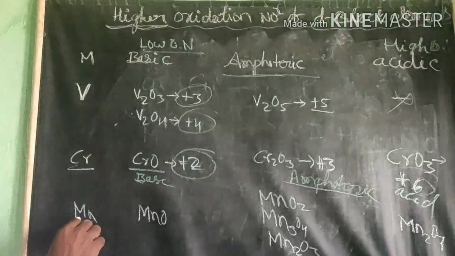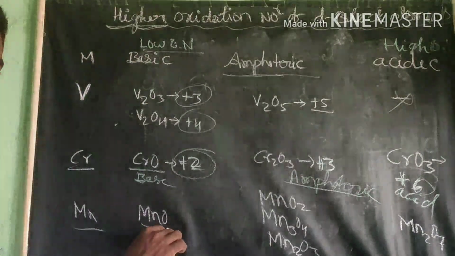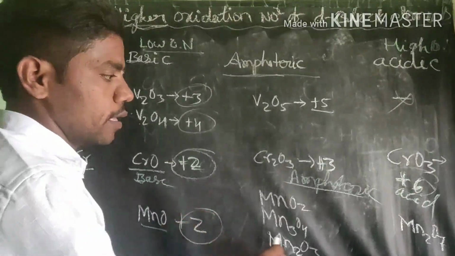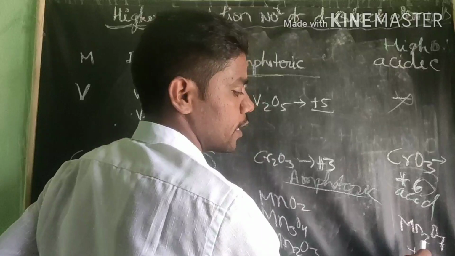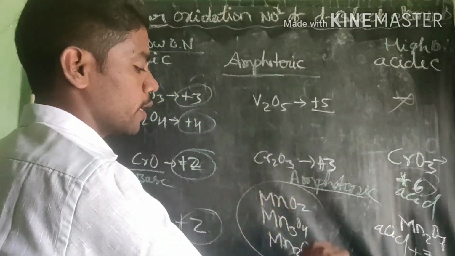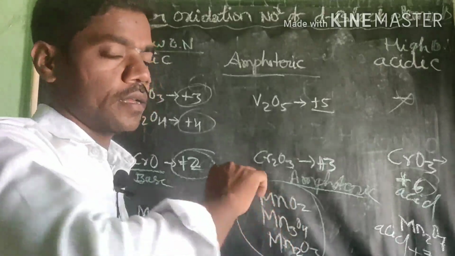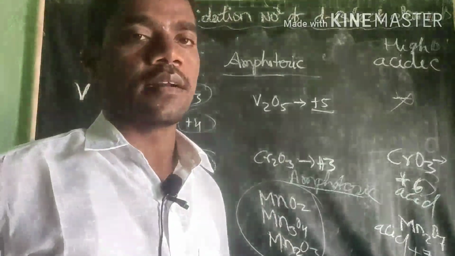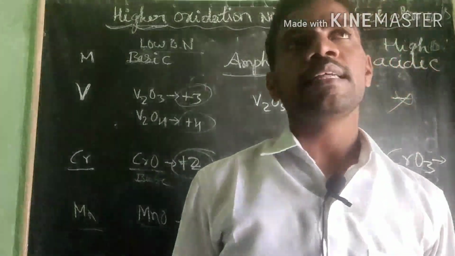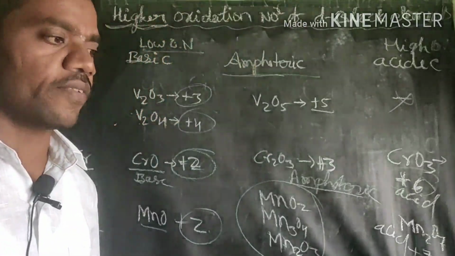Okay, one more example you see, manganese, MnO monoxides. This is +2 oxidation state, therefore basic. Here it is +7 oxidation state, acts as an acid, and in between they are called amphoteric compounds. Therefore there are 3 amphoteric manganese oxides formed. That's why we are learning these oxides perfectly.